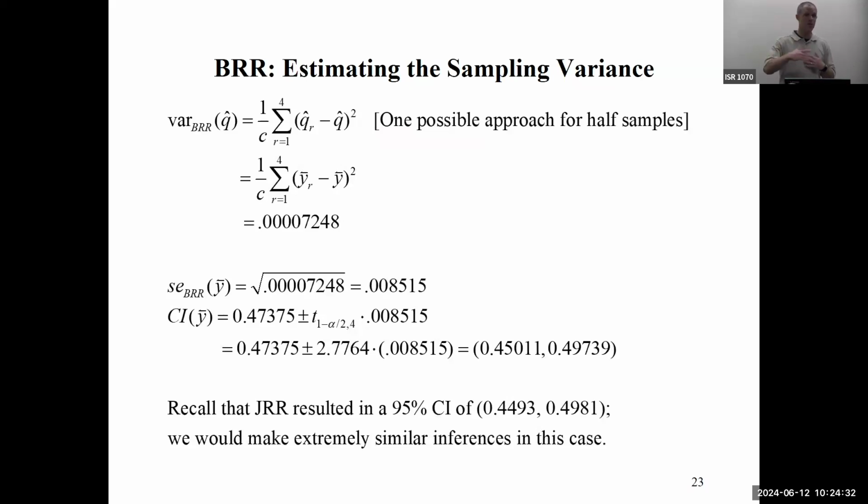There's actually a number of possible variance estimation formulas that we could use depending on how the half samples were formed. This is just one possible approach that we could use here. So what we're doing, looking at the sum of the squared deviations of the replicate estimates around the full sample estimate and dividing by the total number of replicates. Okay, very straightforward way to calculate the variance here. So using this formula, there's the variance. We take the square root to get our standard error, form the same confidence interval, same degrees of freedom as we did before, and calculate the 95% confidence interval.